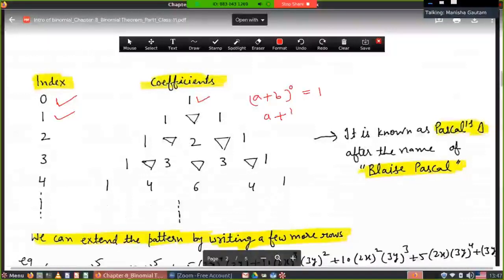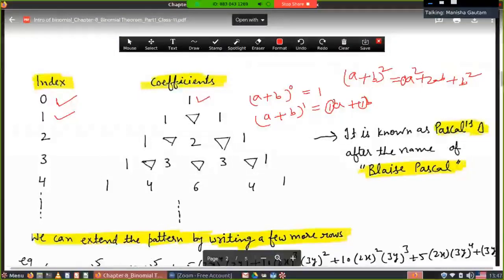If (a + b) to the power 1, it means this is a + b. Here the coefficients are 1 and 1. Yes, this is (a + b) whole square. It means a square plus 2ab plus b square. What are the coefficients? Here it is 1, second is 2, and this is 1. Now I have to write down the identity.